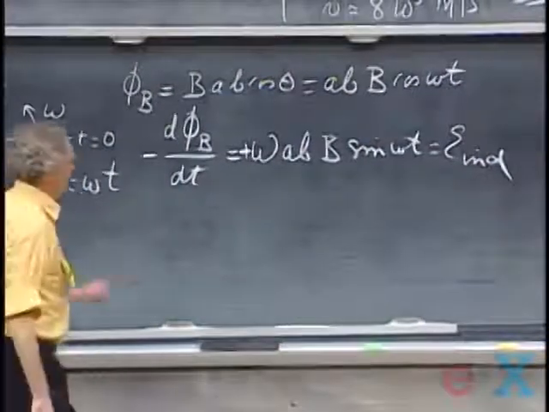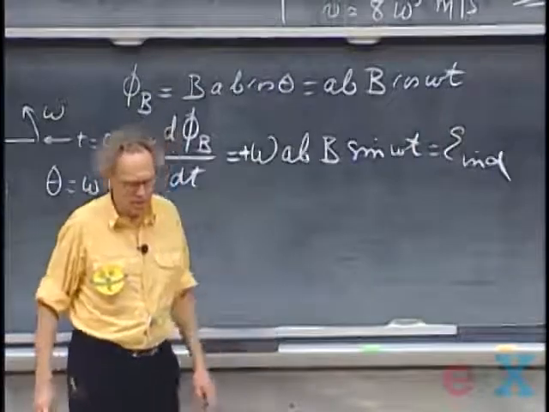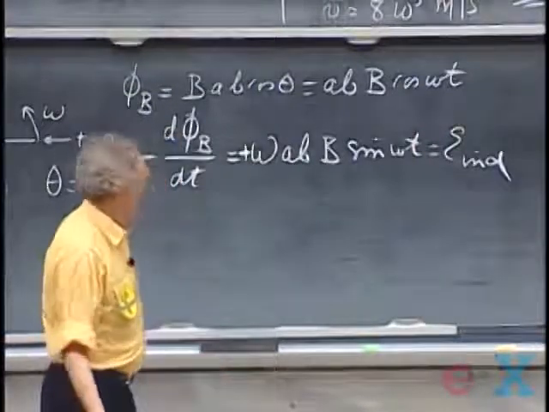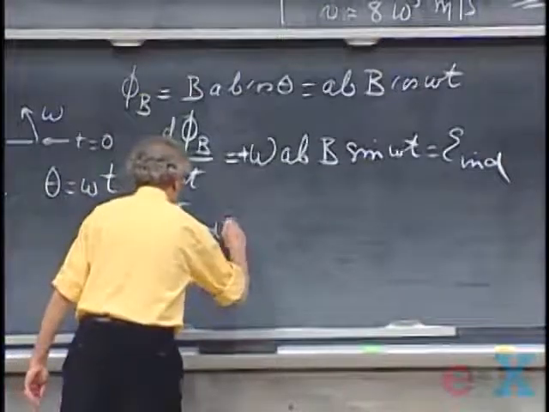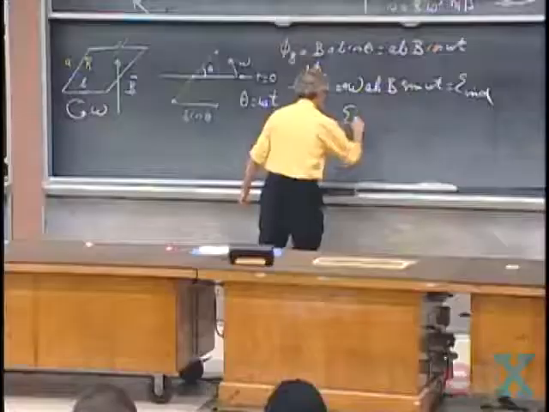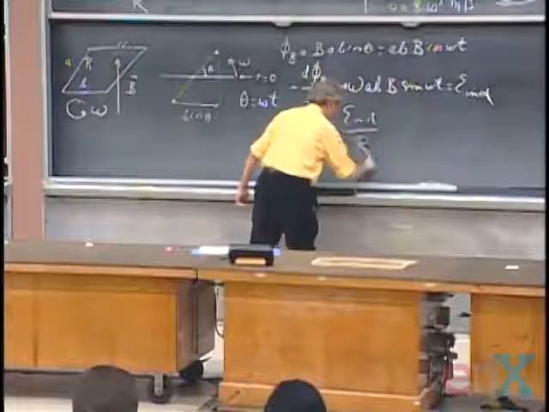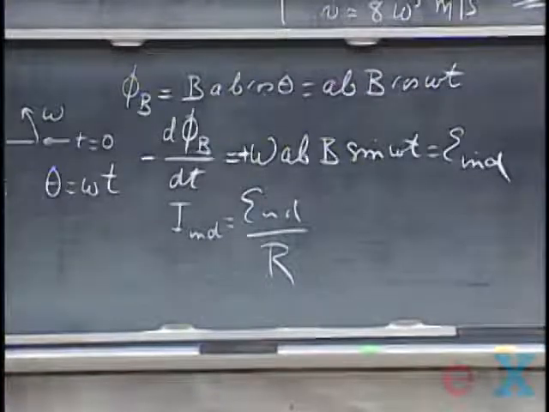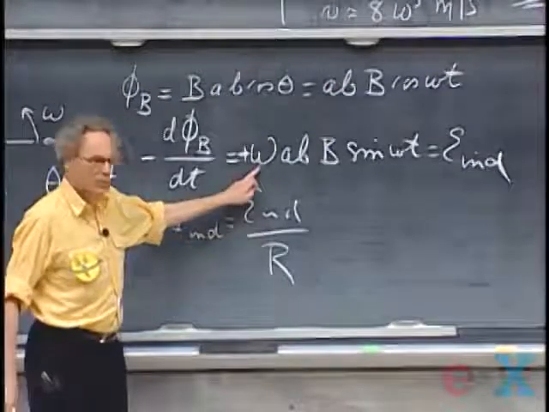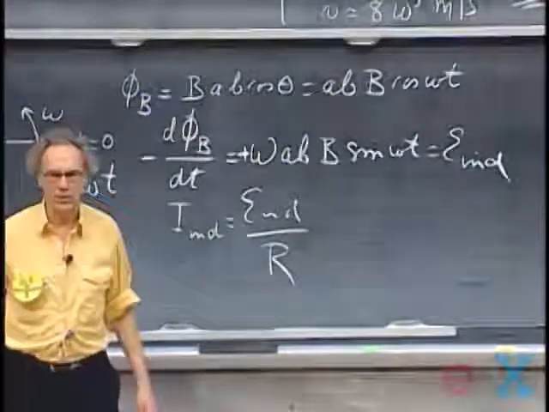Notice that the induced EMF itself is linearly proportional to omega. And so my induced current that is going to run in that loop is the induced EMF divided by the resistance of that loop. If the induced EMF is proportional to omega, so is the induced current. So if you go faster around, you get a higher current for the same resistor.